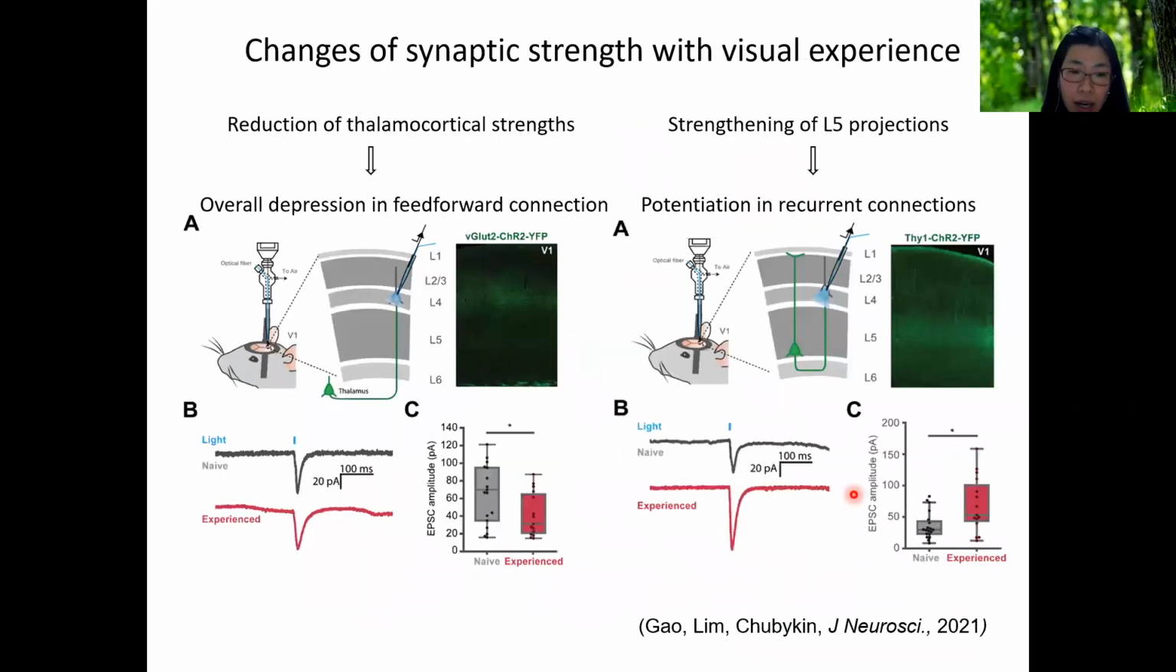So to dissect the underlying mechanism, the Chubykin group measured the synaptic strength of the thalamocortical and the intracortical projections in the naive and the experienced mice. In the experienced mice, the light-evoked postsynaptic current was significantly decreased in the thalamocortical projection, while in the intracortical projection from layer 5 to the different layer it was significantly increased. This is somewhat consistent with the previous prediction, the derived learning rule, that is a depression in the feedforward connection and an increase in the recurrent connection.